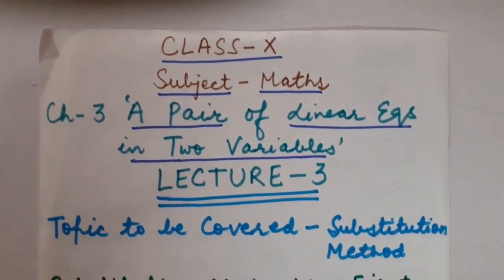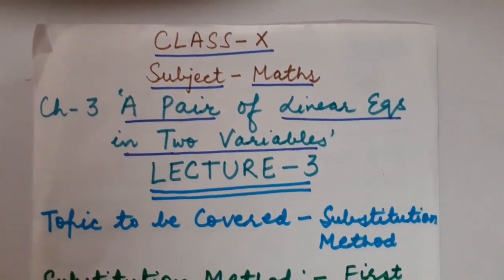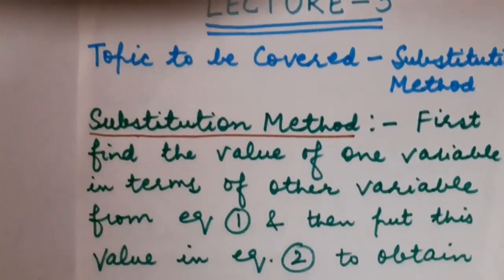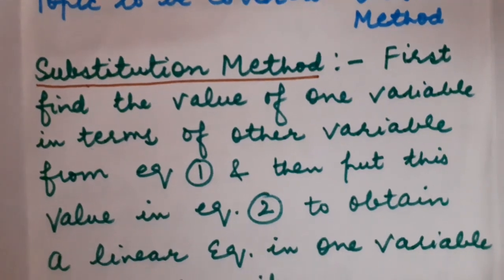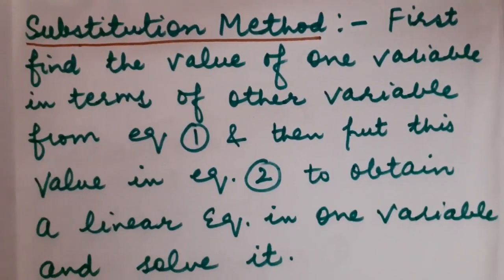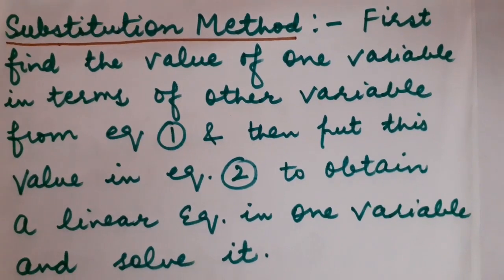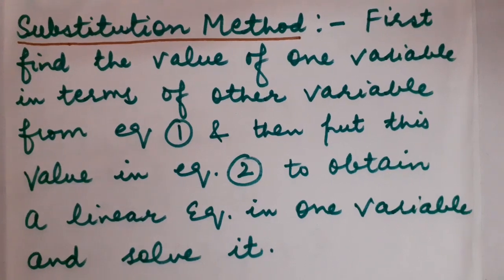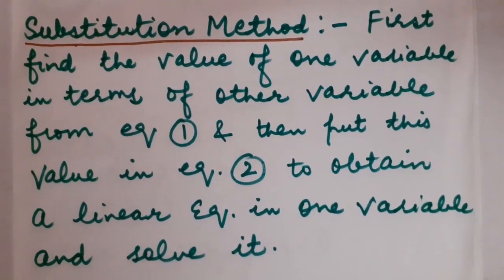Now, what do you mean by substitution method? Let us recall it. Children, this concept is not new for you. The same concept you have learnt in class 9th as well. Let us understand what is substitution method. Substitution method is that method through which we can calculate the values of the variables present in a pair of linear equations.